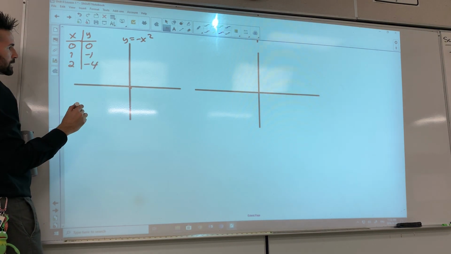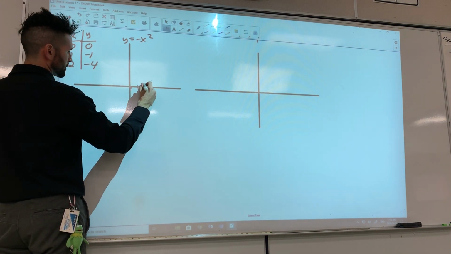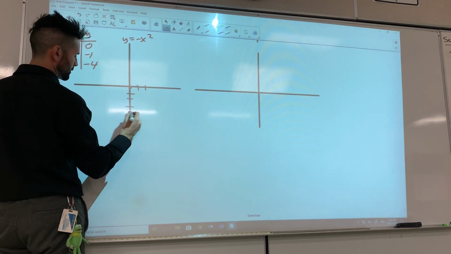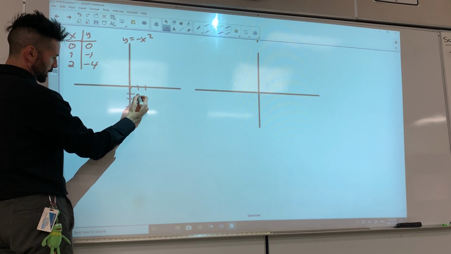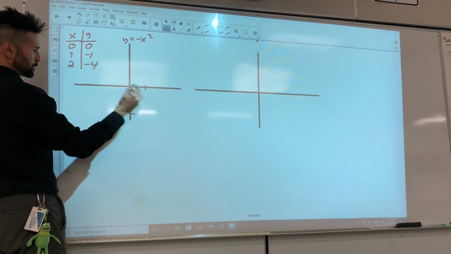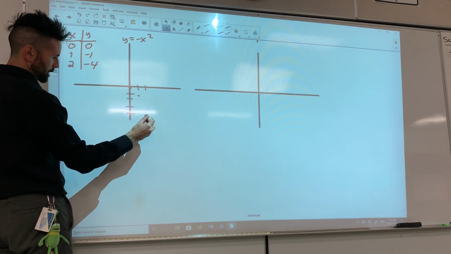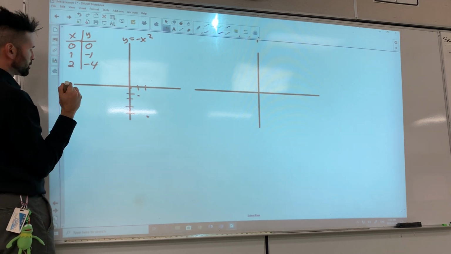Apply the negative, so you get that. So let's see. 1, 2, 3, 4. So 1 for x, negative 1 for y, right there. 2 for x, negative 4 for y. So I can see that it seems to be opening down.